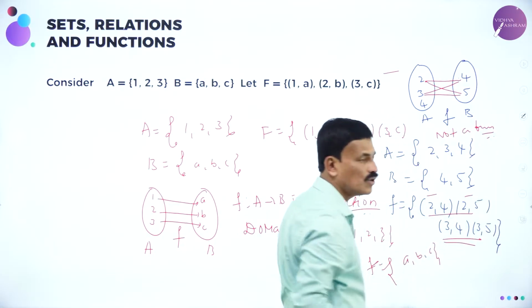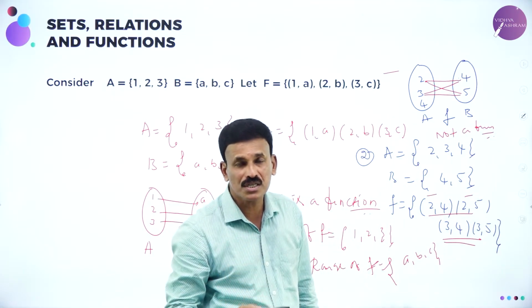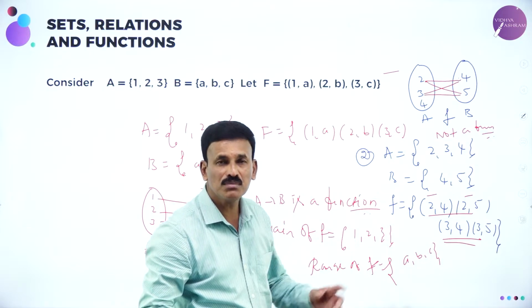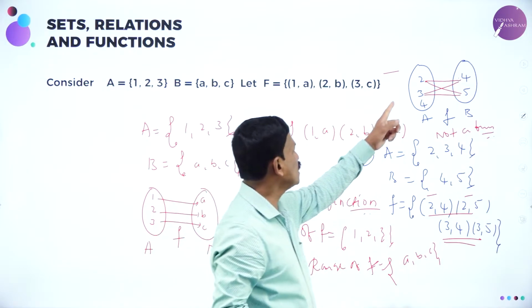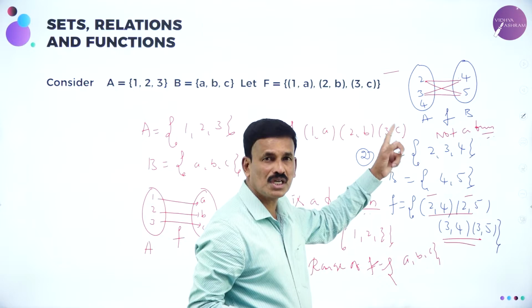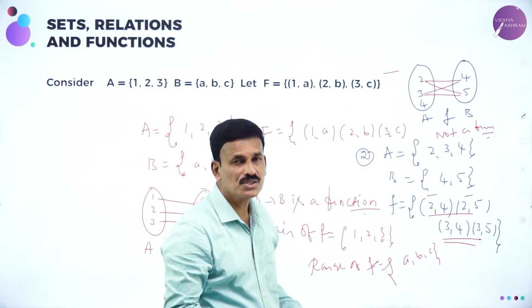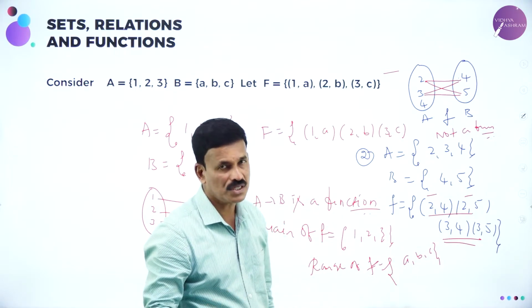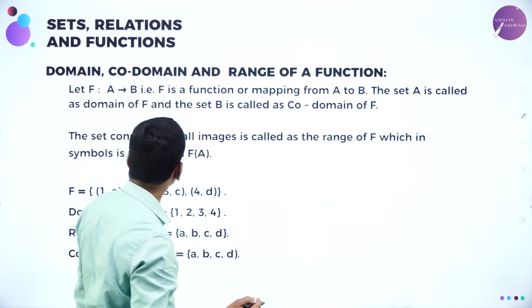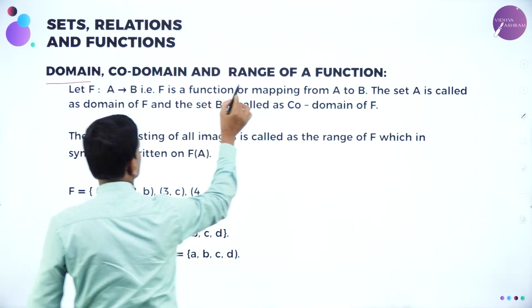According to the definition, there is a unique association, so the first element should not be used more than one time. Here the element 2 is used more than one time, 2 times. Similarly, element 3 is also used twice. Therefore f from A to B is not a function. That's it. Now let us come to the domain, codomain and range of a function.